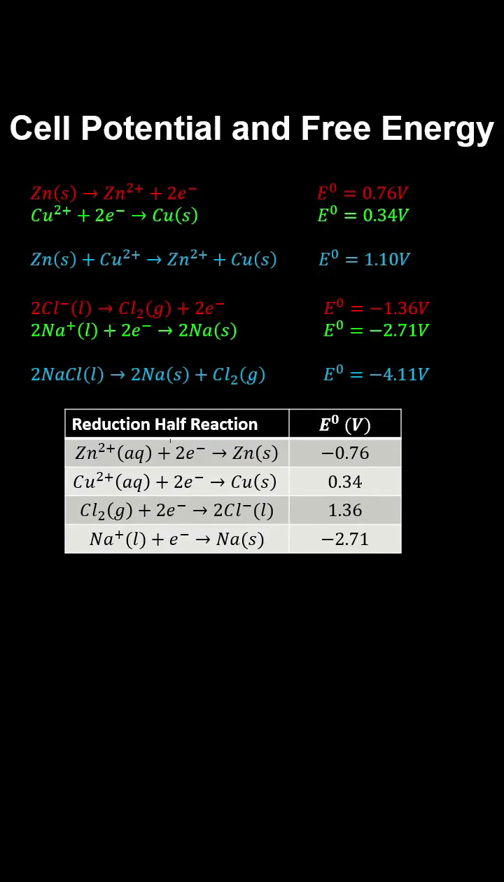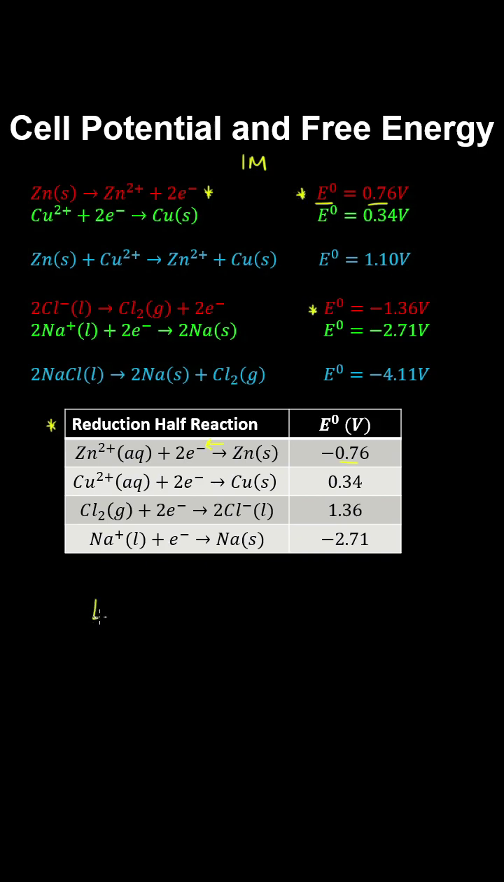The standard reduction potentials for reduction half reactions are typically given in tables, so given that this one is an oxidation half reaction, we'll just reverse this reaction and flip the sign. And these are standard potentials, where we have a 1 molar concentration of the species involved. Now the larger the potential, the more likely the oxidation or reduction half reaction is likely to occur. So for example, zinc is more likely to be oxidized than chlorine.